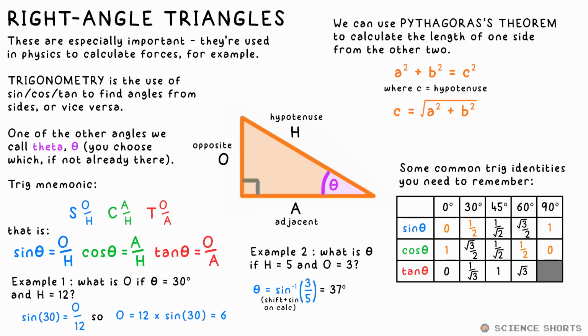Most of the time it will be sine or cos of 0, or sine 30 and cos 30 being a half, so make these a priority.